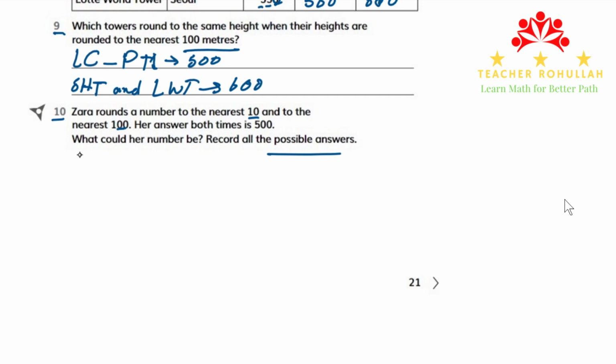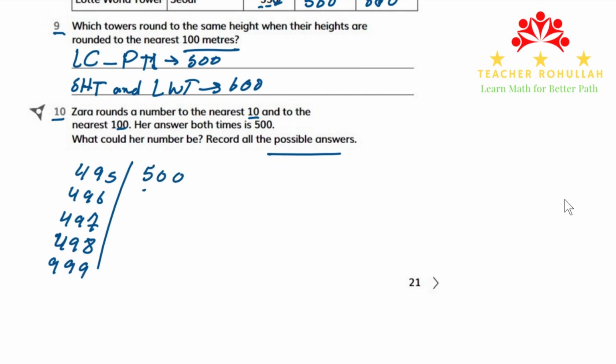The numbers that round to 500 can be 495, it can be 496, it can be 497, 498, 499, and also 500, 501, 502, 503, and 504. When we round these numbers both to the nearest 10 or to the nearest 100, they round to 500.